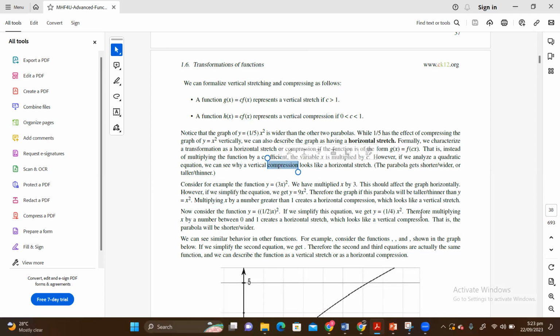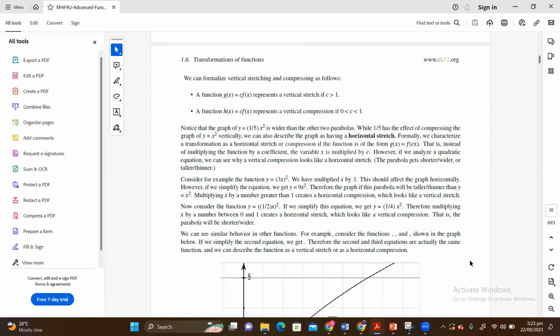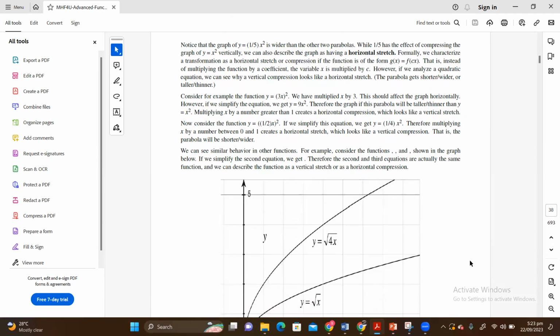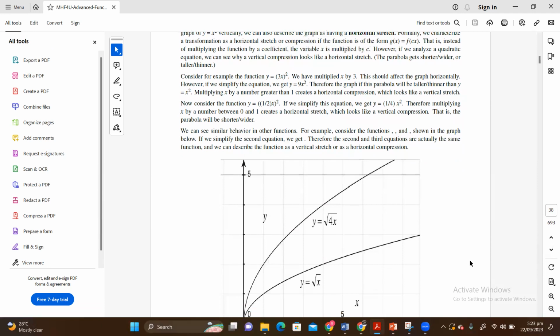Consider, for example, the function y is equal to (3x) whole square. We have multiplied x by 3. This should affect the graph horizontally. However, if we simplify the equation, y is equal to 9x squared. Therefore, the graph of the parabola will be taller and thinner than y is equal to x square.